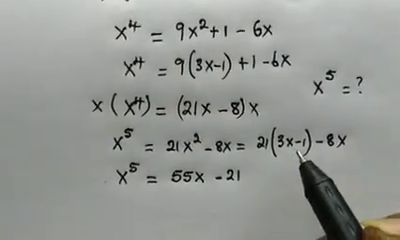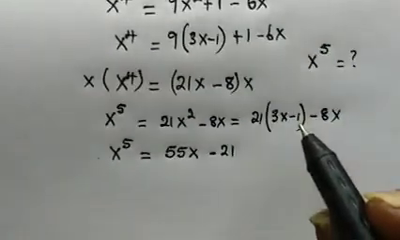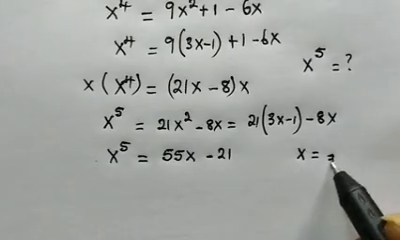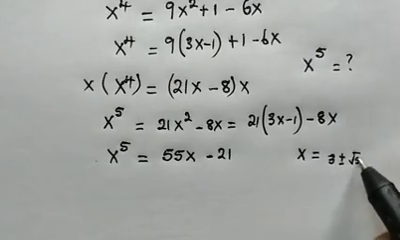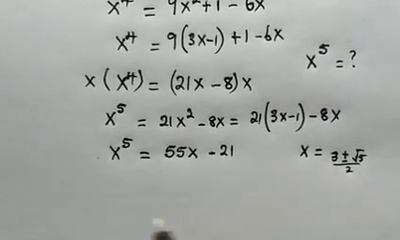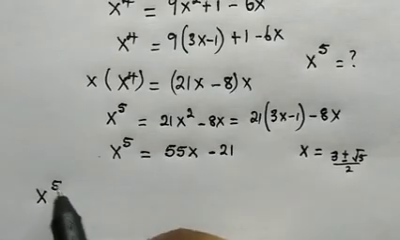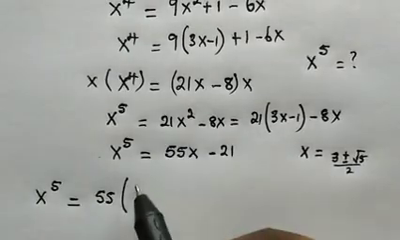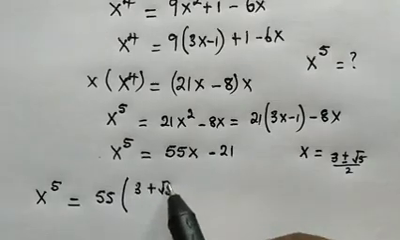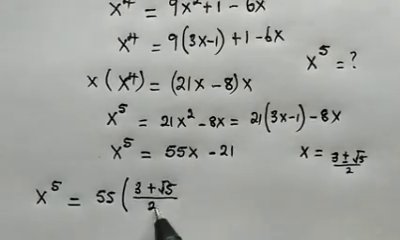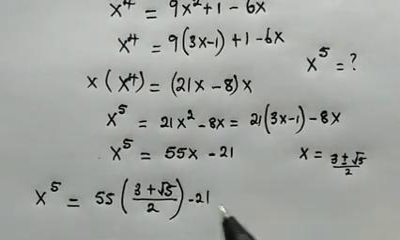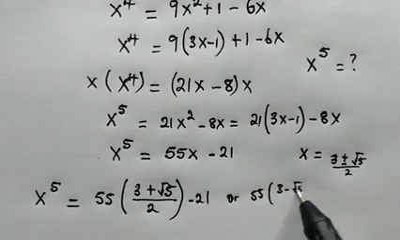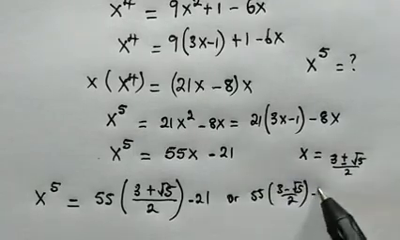Okay, now we are not yet done. Remember, we're going to substitute the value for x. We have the roots of the equation, 3 plus or minus the square root of 5 divided by 2. So now we get x to the power of 5 is equal to 55 multiplied by the root. Let's use the positive root, 3 plus root 5 divided by 2, then minus 21, or 55 into brackets 3 minus root 5 divided by 2 minus 21.